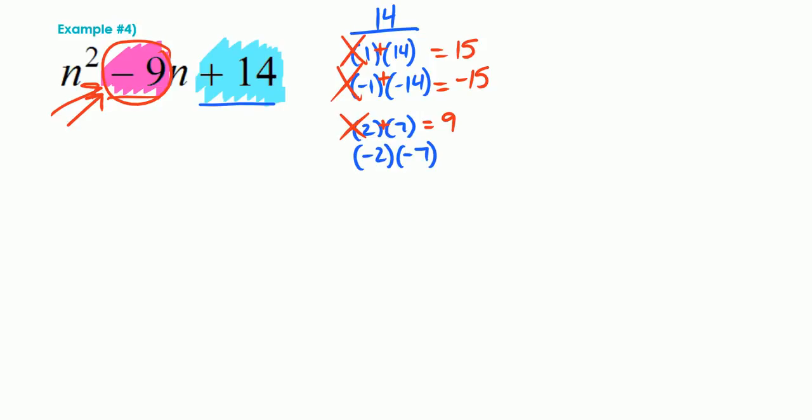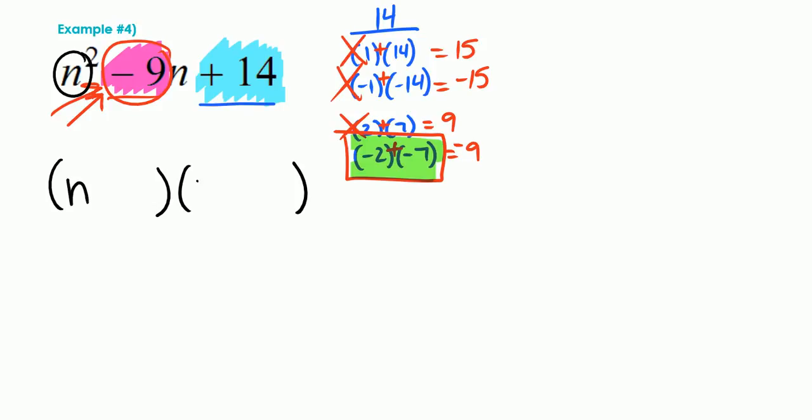Last choice must be it. Negative 2 plus negative 7 equals negative 9. So that is the pair of factors that I want to use. Now that I found the pair of factors of 14 that add together to give me negative 9, I can finish factoring my trinomial. And I start by setting up 2 sets of parentheses and writing the variable I'm using, which is n, at the beginning of each set of parentheses.